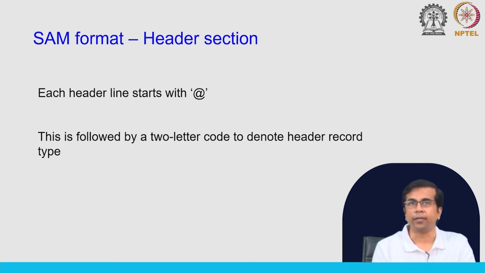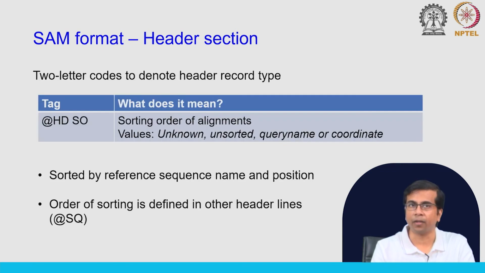Now, the @ sign is followed by a 2-letter code to denote what kind of record you are looking at, the record type. So, there are specific notations. We say @HD, which means header, and SO signifies the sorting order of alignments. You are looking at how the alignments are sorted in the file or whether they are unsorted.